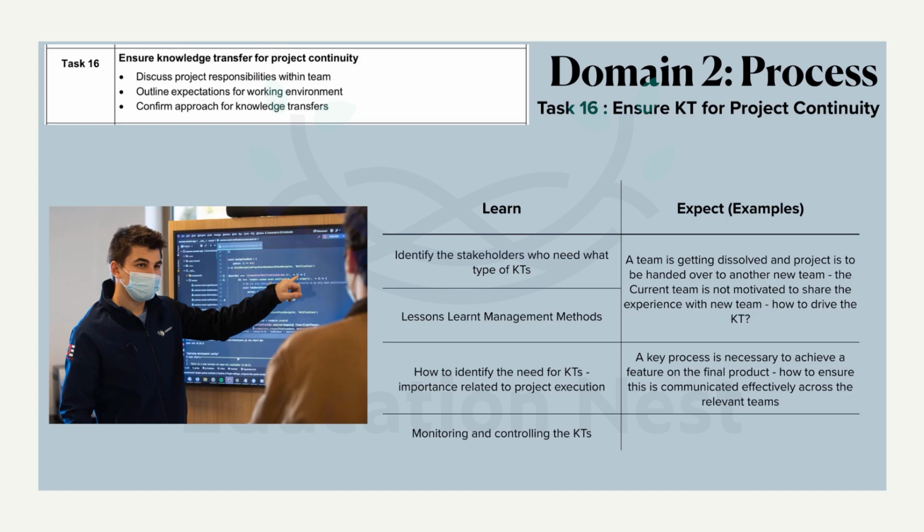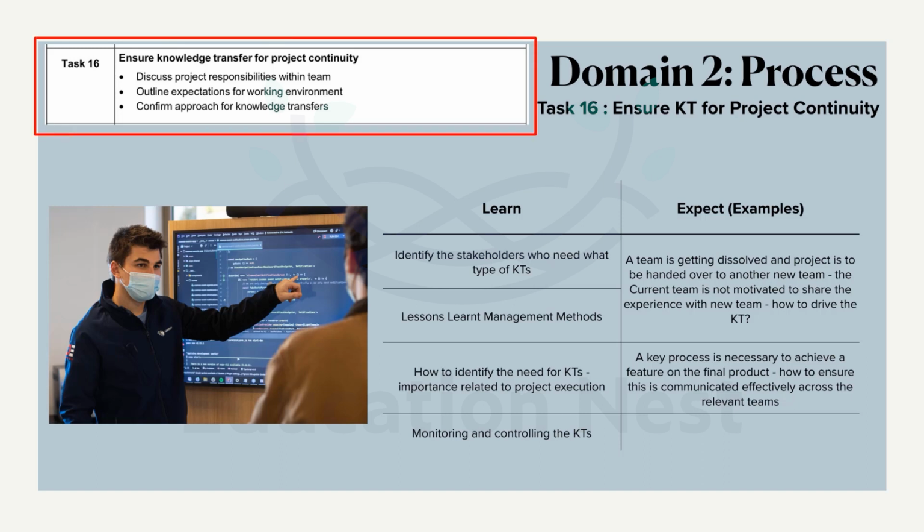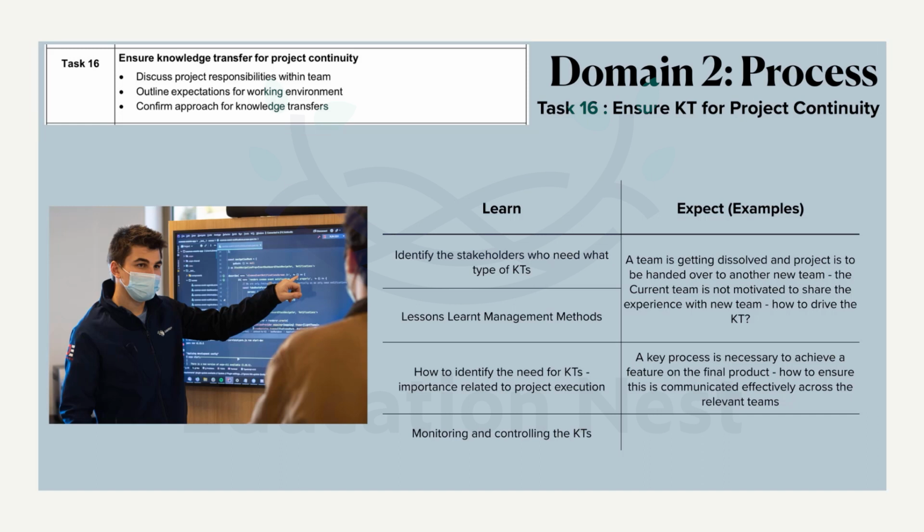So we have to manage and control this knowledge transfer and also the lessons learned register from the previous projects, right? In the task for the exam, what we are expected to do is discuss the project responsibilities within the team, outline the expectations for the working environment, and confirm the approach for knowledge transfer. Here I have listed some bullet points for you to easily prepare for this task, and some example questions are listed here.